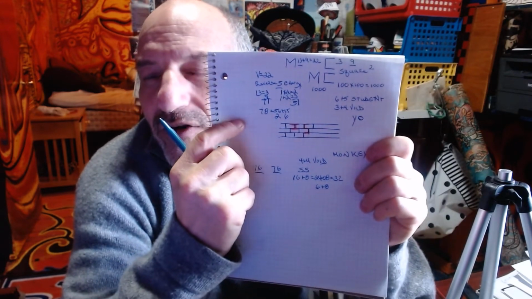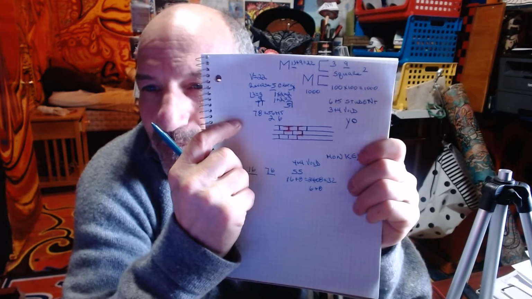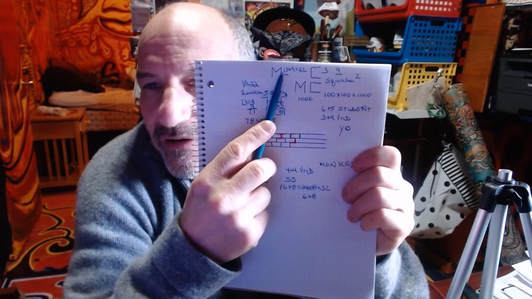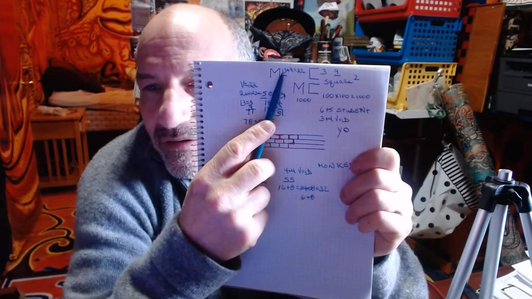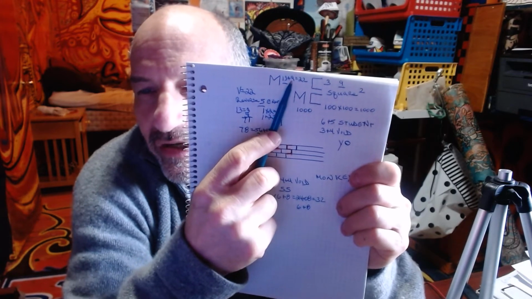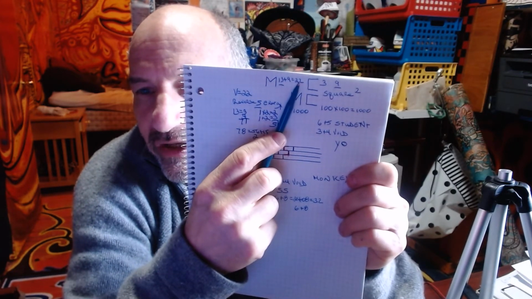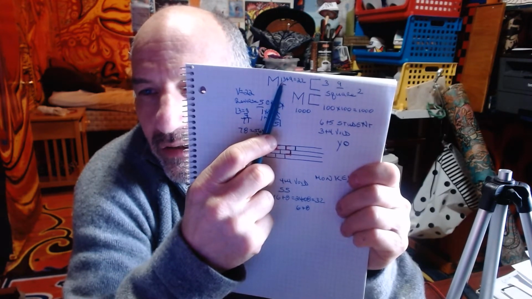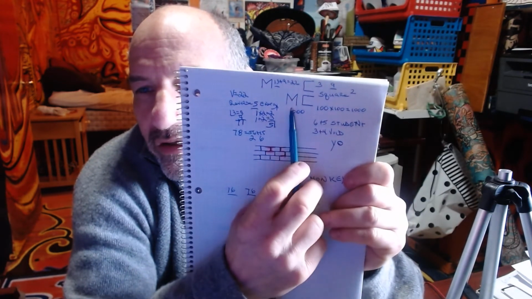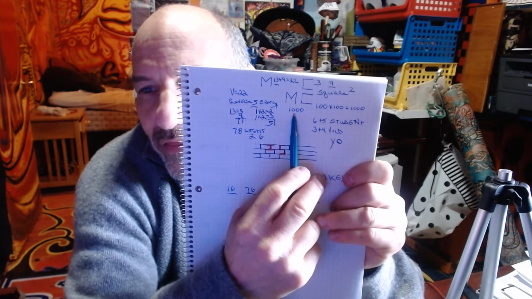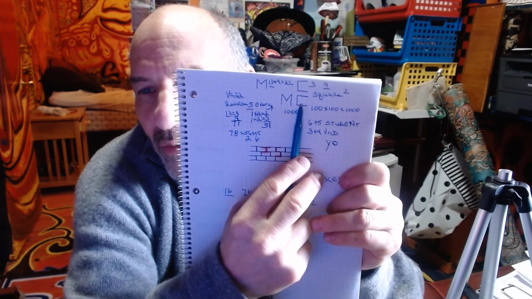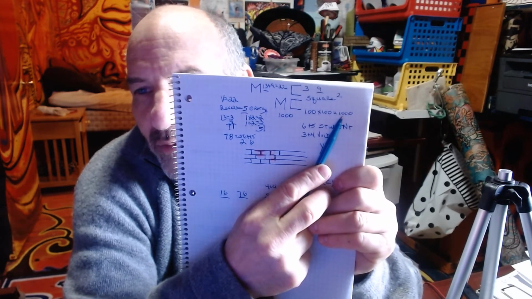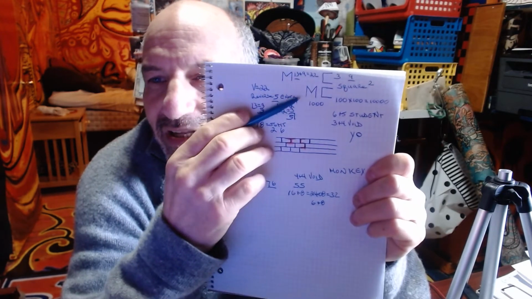81 is the numeric value for Venus. M is the 13th letter in the alphabet. C squared is 9. 9 and 13 is 22. 1 and 3 is 4. C squared. M, Roman numeral 1000. C, Roman numeral 100. 100 times 100 is 10,000. So now we have 11,000.